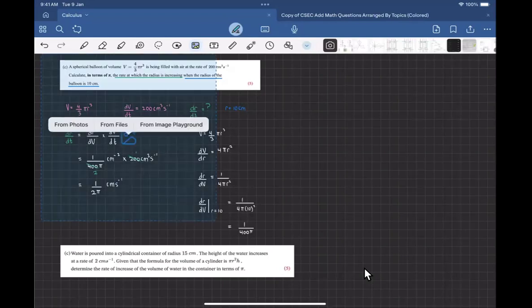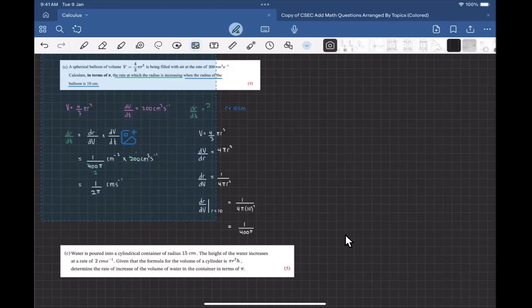dV over dt, that means dV on top, dt on the bottom. The other variable is H, put H there. To get dV over dH, I would have to differentiate. That'll be equal to 2 pi r H, right? They gave us a radius as 15, so that'll be 15 times 2, 30, 30 pi h, right? Would it be 60 cm per second?